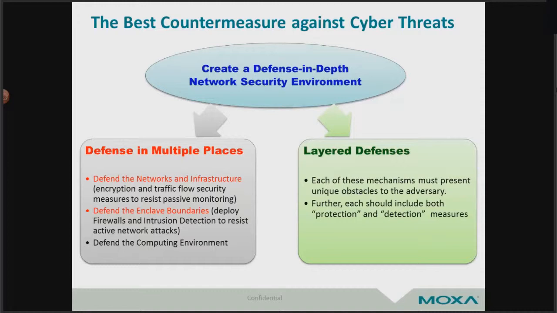Now, once you have both of these in place, you're really layering the defenses. So you make it difficult for a hacker to get into your network, and then if by chance they happen to get into your network, you also have that additional encryption protection within your network to try to keep them from viewing the data that's going across it.